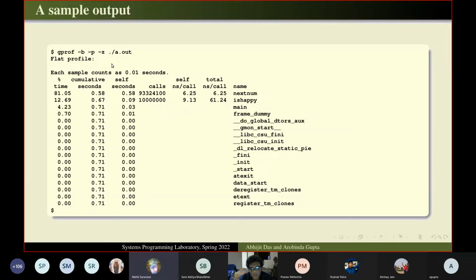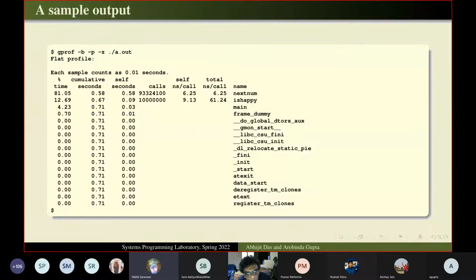List all functions. For us, these three functions are most important: next number is happy and main. Anyway, in the next few slides, what I will demonstrate is how this flat profile, the percentage of time, relative performance, and the total times per call give you an indication of which function I should work on in order to improve the overall performance of my code.